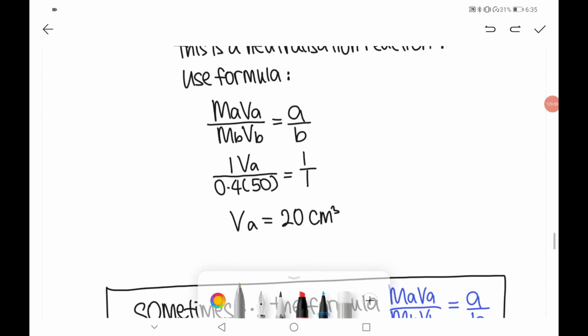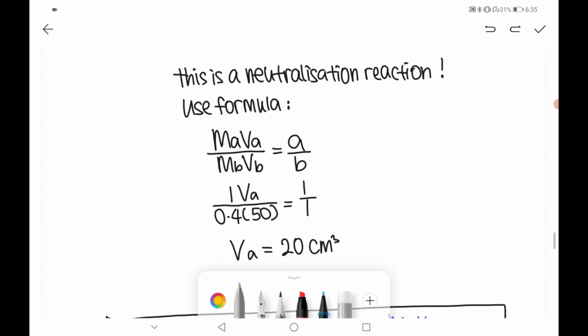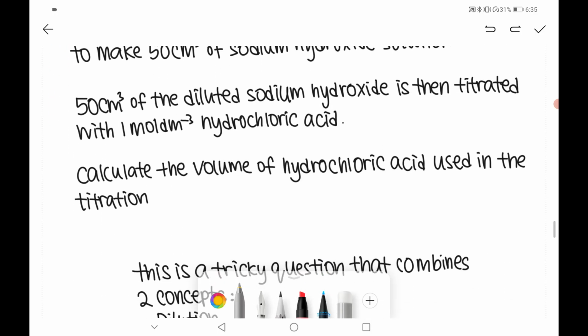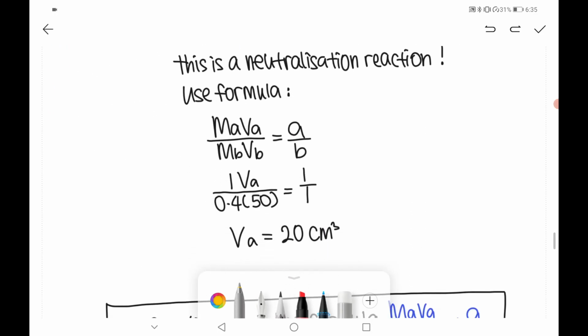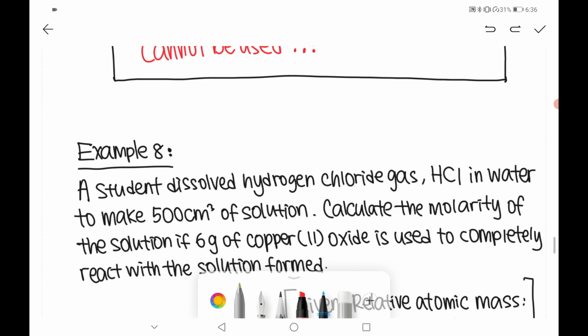Okay, all right, so we have two more examples to go. Just now we did example number 7, and we have two more to go. So now we want to move on to example number 8.